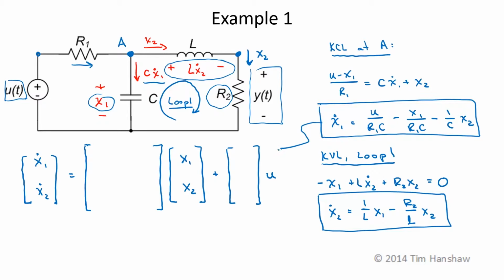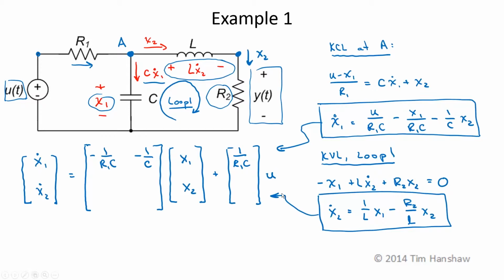The first equation for x1 dot is u times 1 over R1 C minus 1 over R1 C times x1 minus 1 over C times x2. So this is a typical matrix operation. x1 dot is equal to this times x1 plus this times x2 plus this times u.